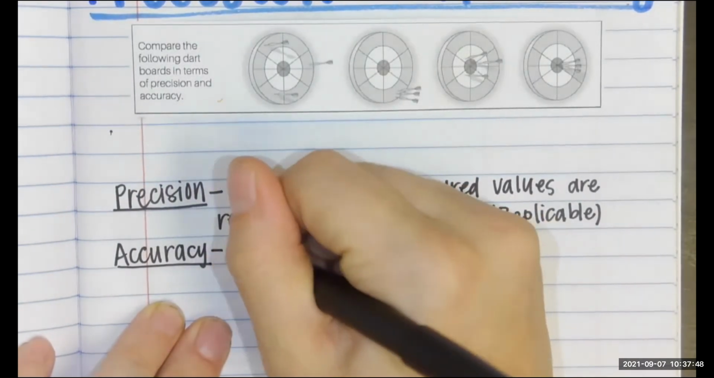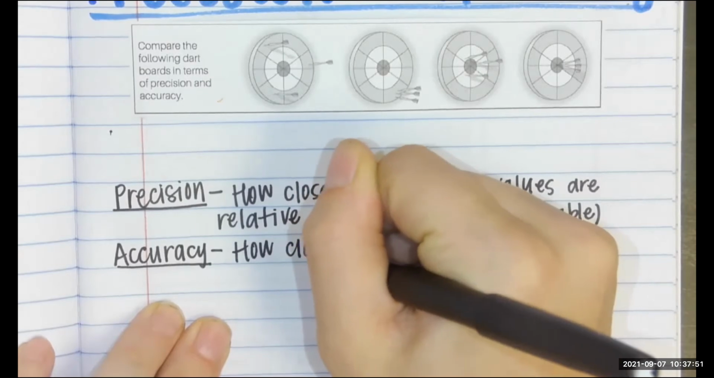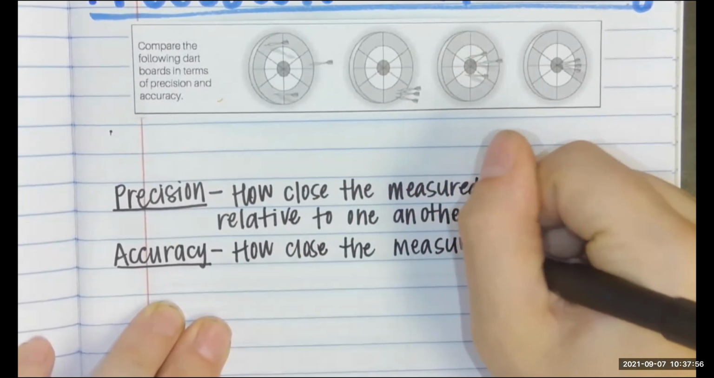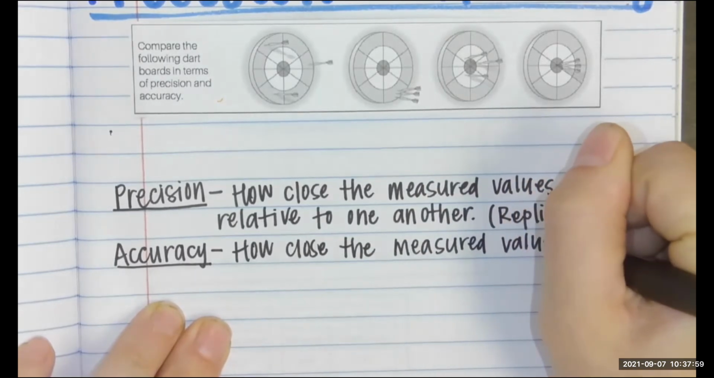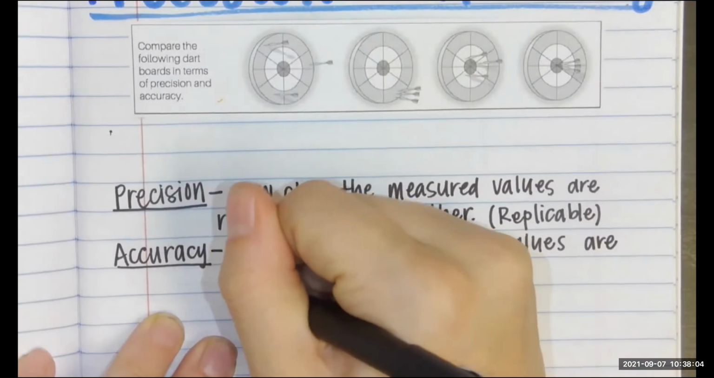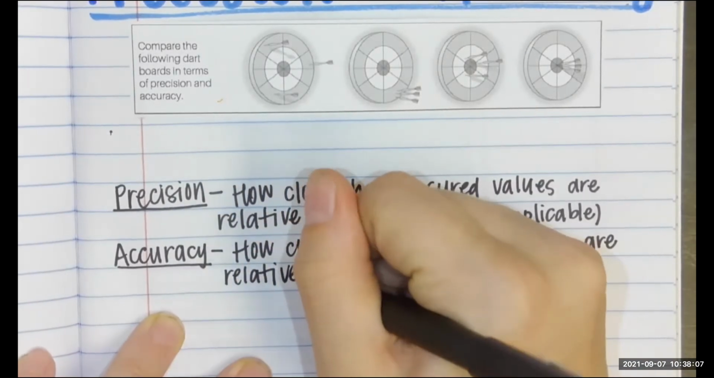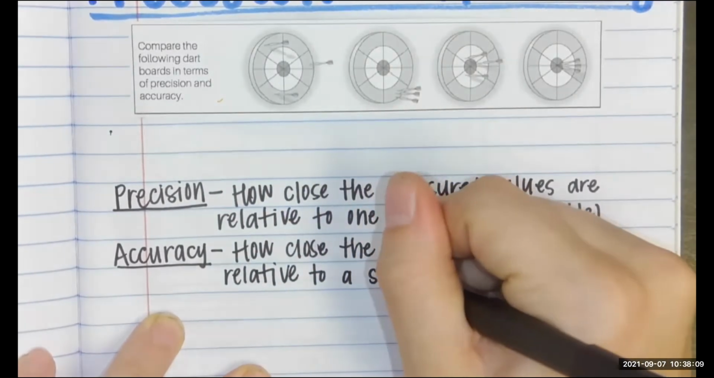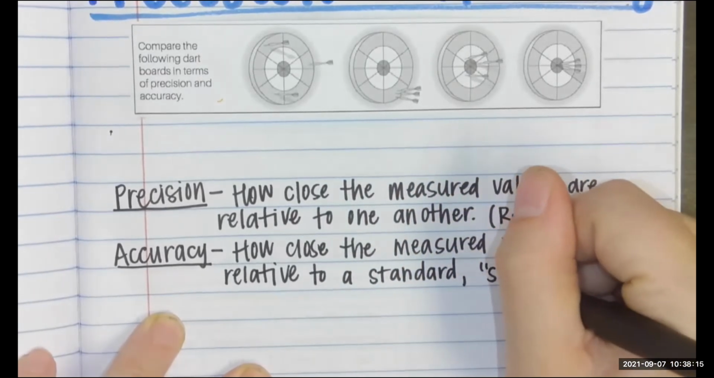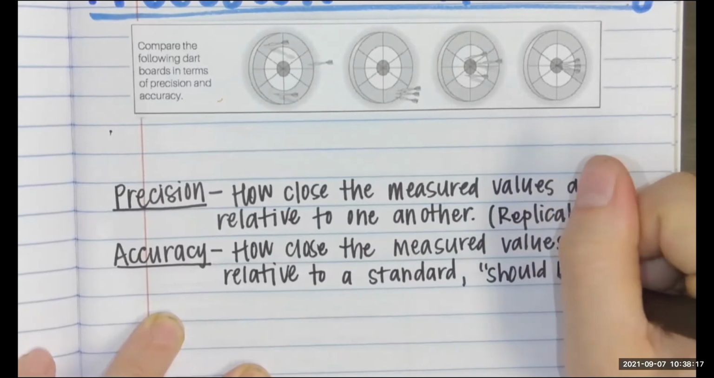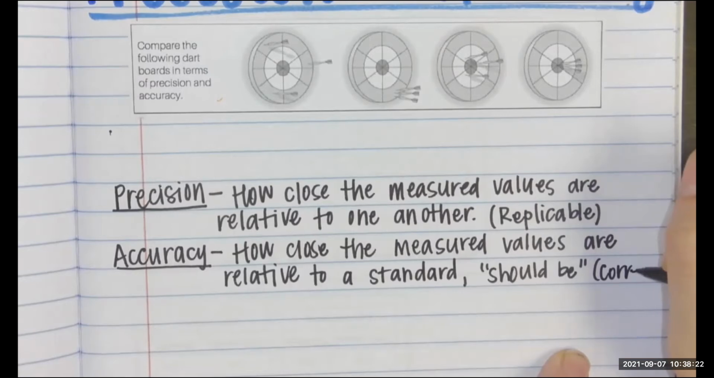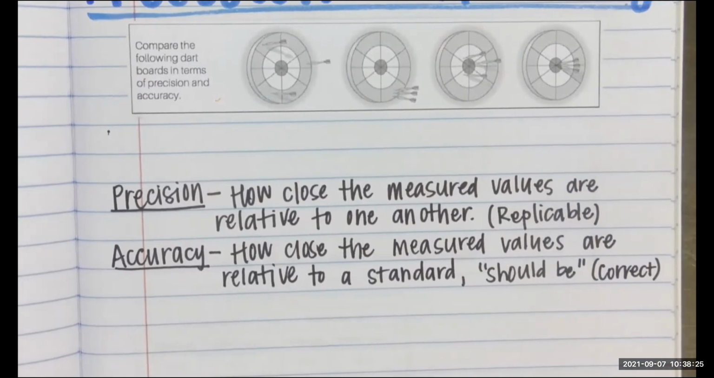Accuracy is how close your value is that you're measuring, how close the measured values are relative to a standard or relative to what it should be. So this is like, are you actually getting the correct value or not?